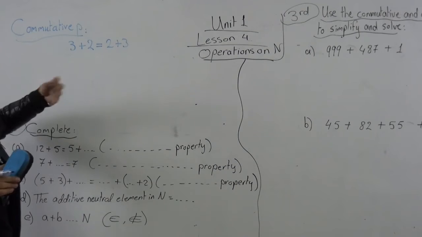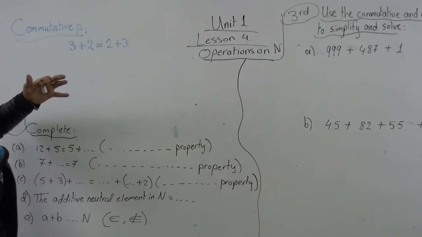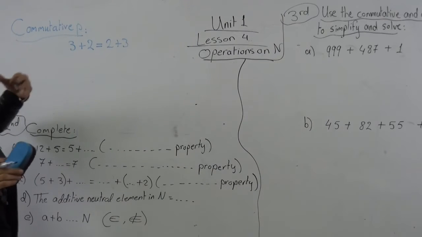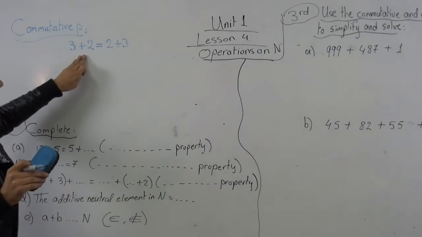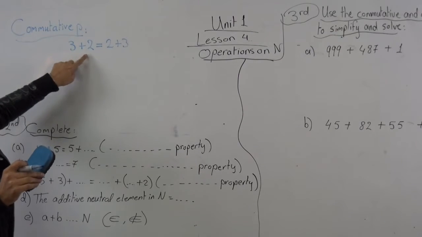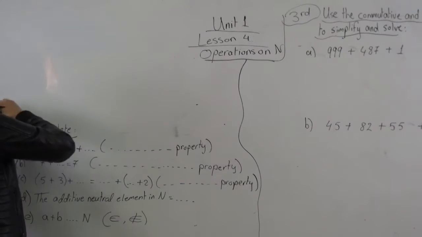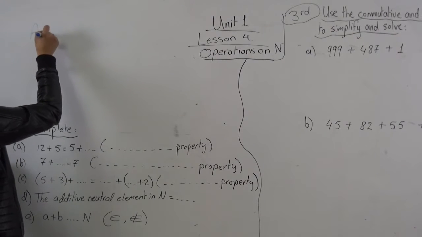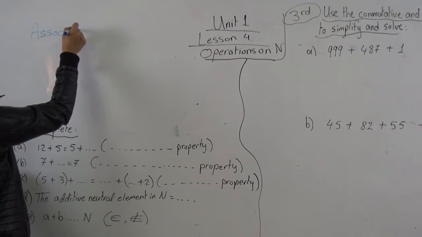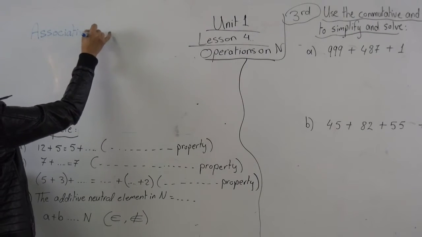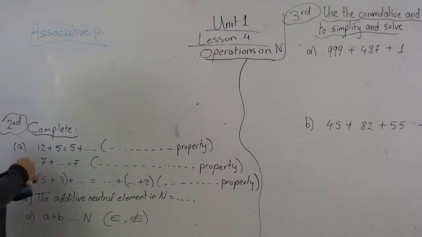So this is an ability in addition. Maybe it's not there in subtraction, for example, and it's not there in division. So this is an ability in addition, and it is called the commutative property. The third property is called the associative property. What is the meaning of the associative property?